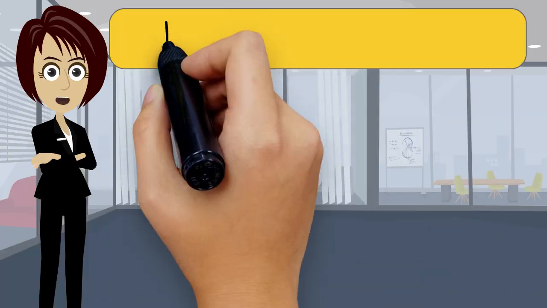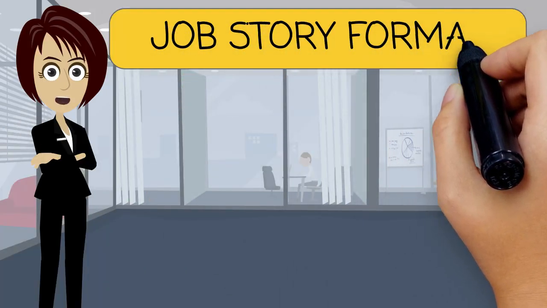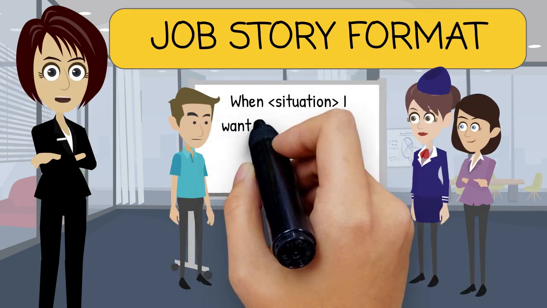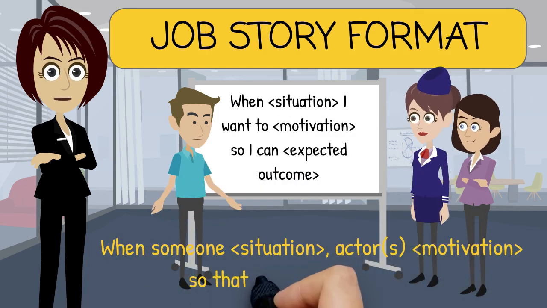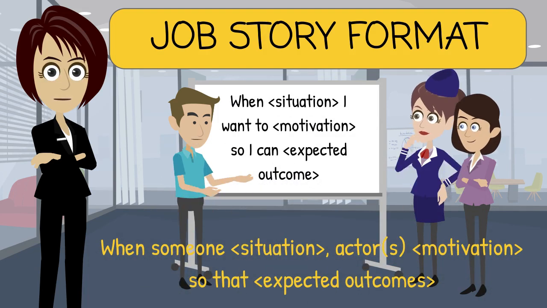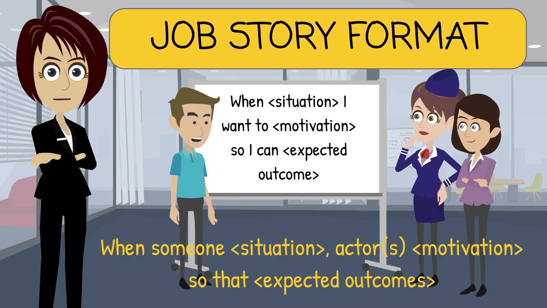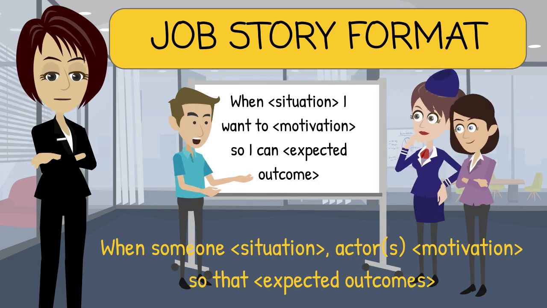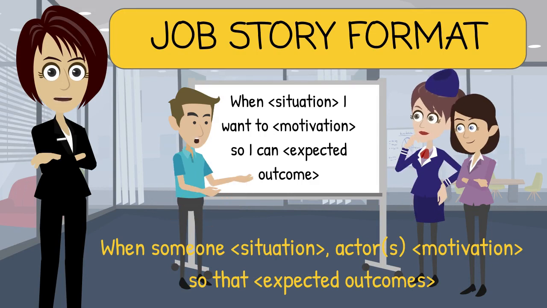A job story follows a specific format. It can be written in first-person or third-person format. A job story can be formatted as follows. When, situation, I want to, motivation, so I can, expected outcomes. Or it could be written as when someone, situation, actors, motivation, so that, expected outcomes.